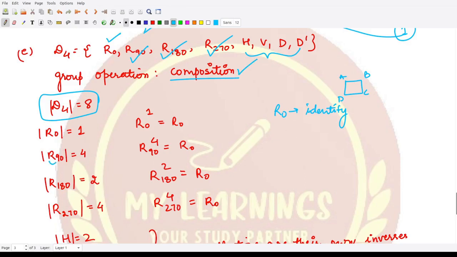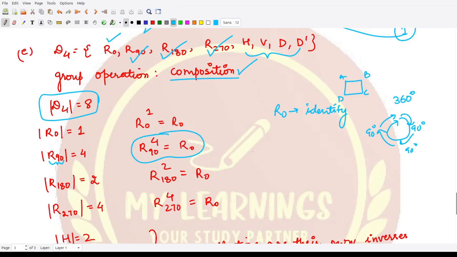What about R90? R90 is rotation by 90 degrees. So in order to reach 360 degree rotation, you have to move by 90 once, then twice, then thrice, and then once more. So how many times are you moving it so that you again reach back to the same position? 4 times. So its order is 4, correct?